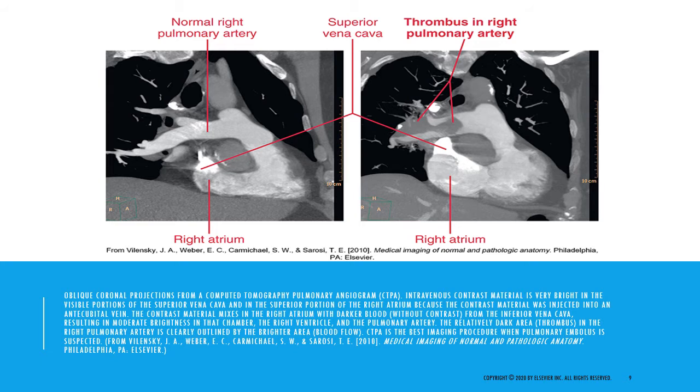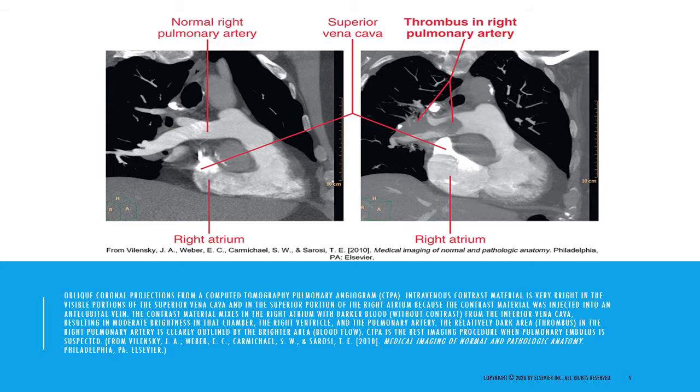So this is a CTPA, or a computed tomography pulmonary angiogram. Intravenous contrast material is very, very bright in the visible portions of the superior vena cava and in the superior portion of the right atrium, because the contrast material was injected into the antecubital vein.